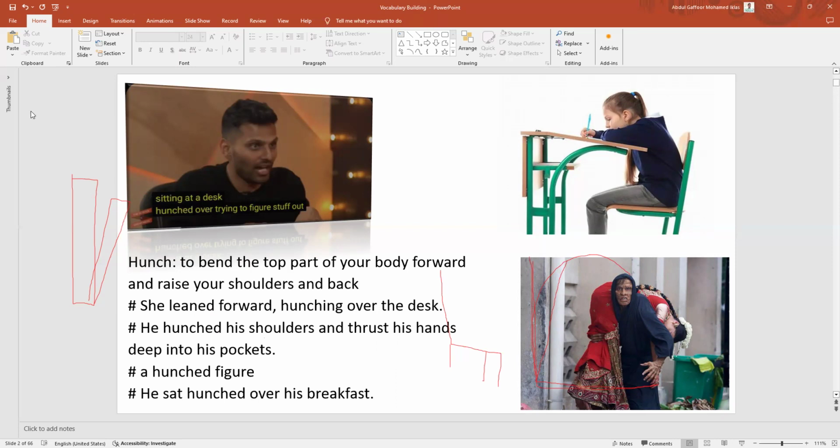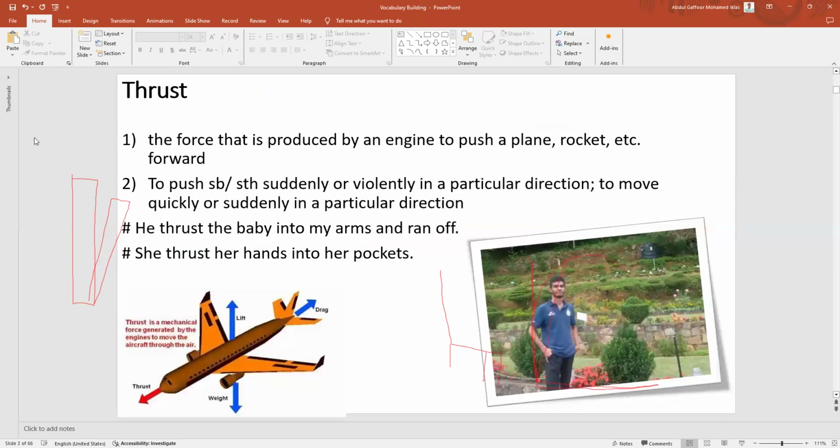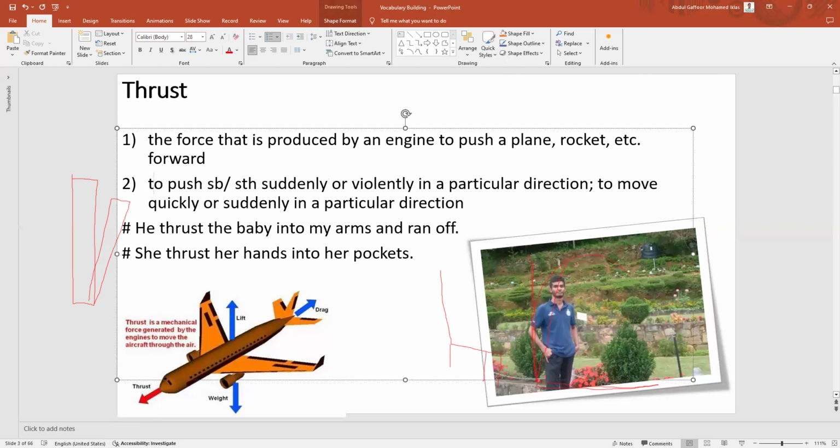So we will now see the meaning of the word thrust. As you already know, thrust means the force that is produced by an engine to push a plane, rocket, etc. forward. You might have studied thrust in physics, right? So here you see a force that drives this plane forward is called thrust. Then the second meaning is to push somebody or something suddenly or violently in a particular direction, to move quickly or suddenly in a particular direction.